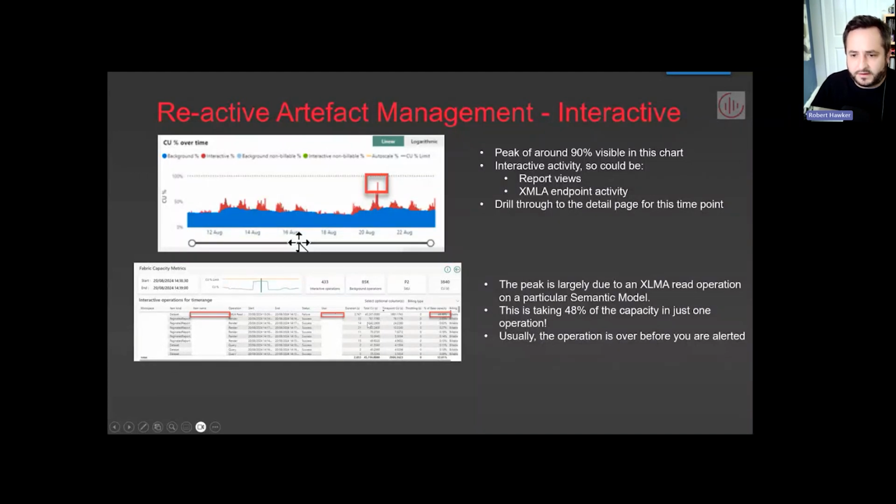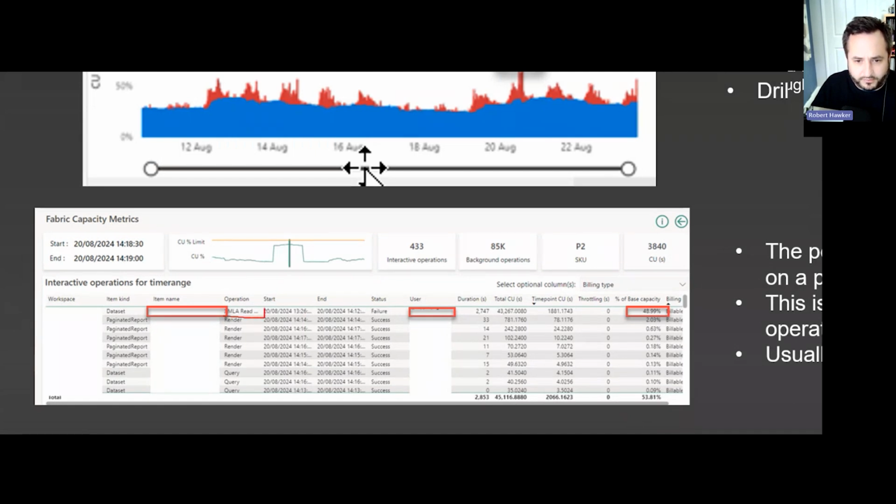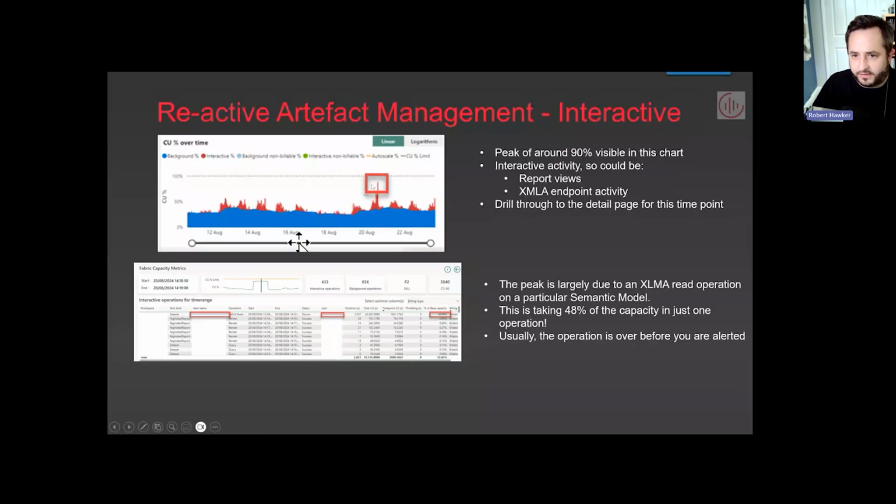This particular peak is due to an XMLA endpoint read. So you can see it says XMLA endpoint read there. And you can see which user, although obviously I've obfuscated this for this meeting, but you can see the user's name, the item name, which workspace it's in, and in this case, it's taking nearly 50% of the capacity in just one single artifact. And no surprise then that we're up at nearly 90% of utilization. So in that case, I'd be trying to find out what that user is doing and asking them to be really careful and avoid doing it again.